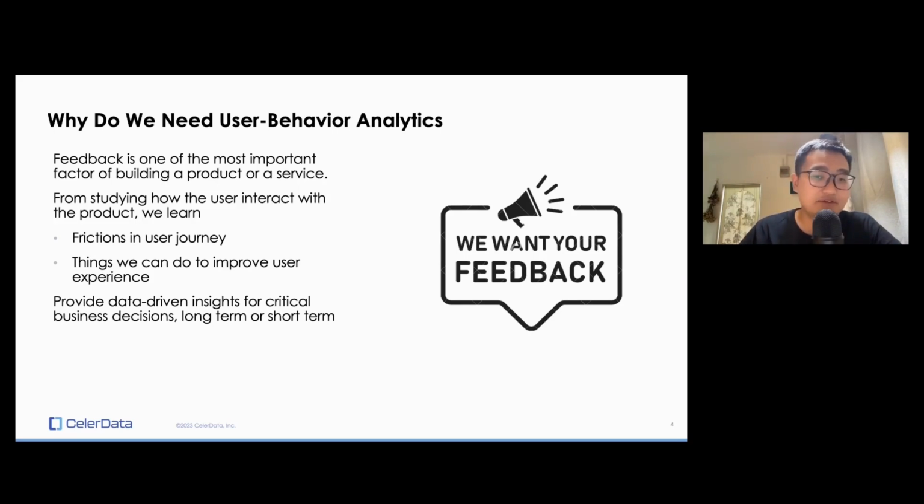And so user behavior analytics really provides data-driven insights for long-term or short-term business decisions, say for a to-C scenario, like running a promotional activity, or longer term, like product design: which feature a business should build or a product should have. Studying how the user interacts with your product can really help with that.